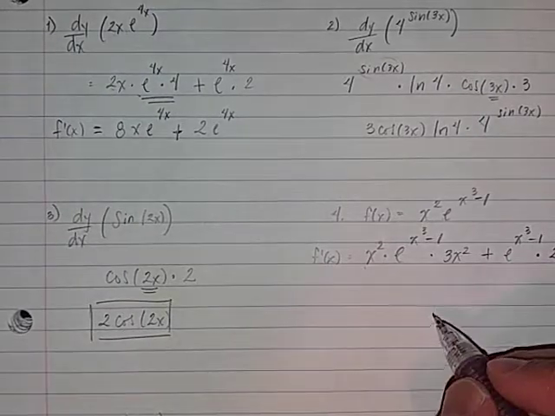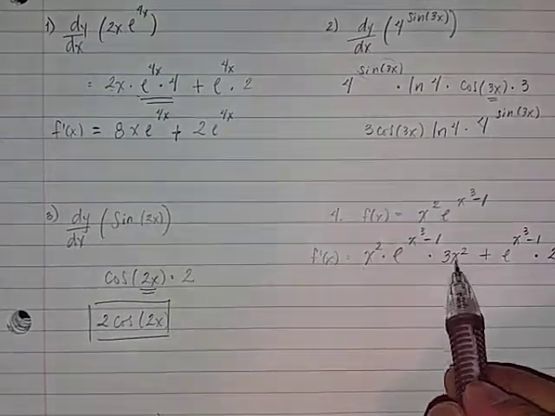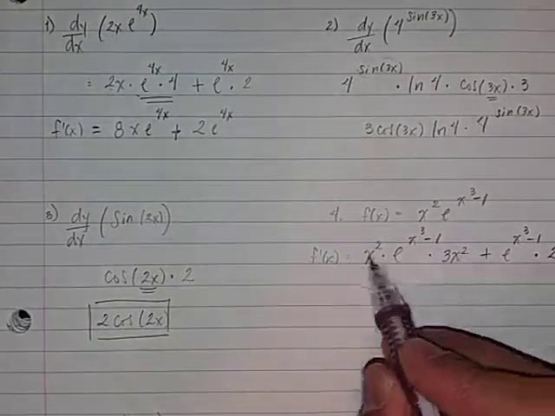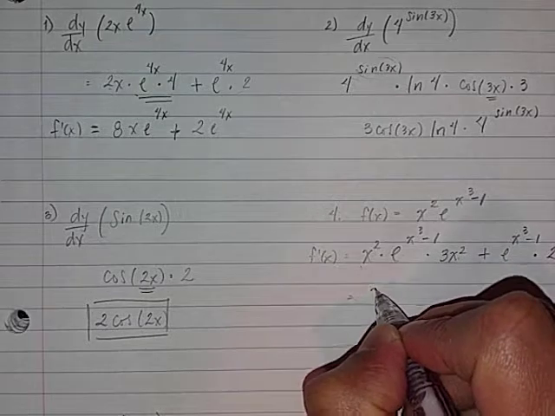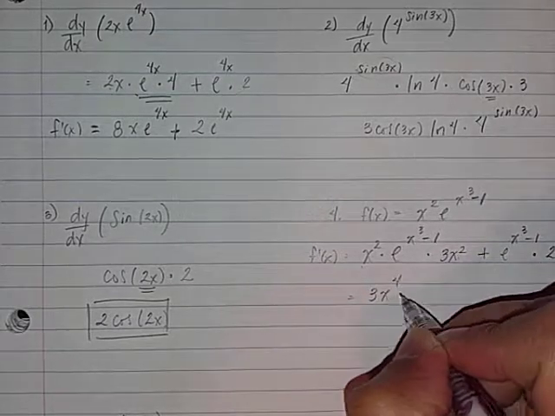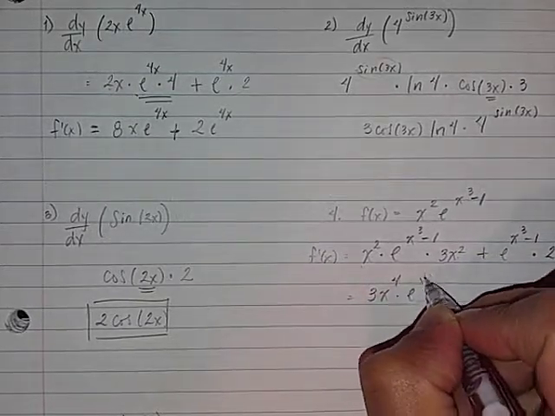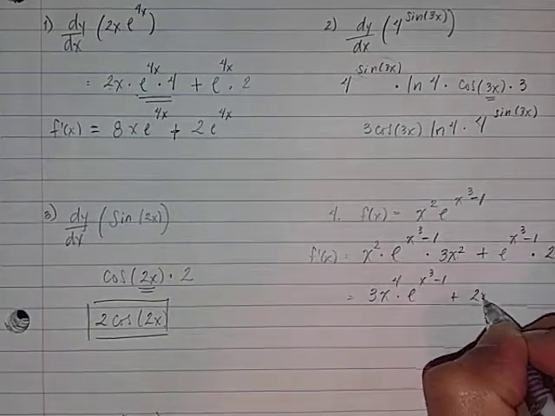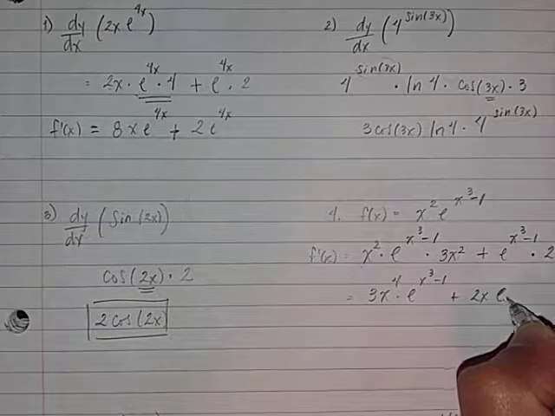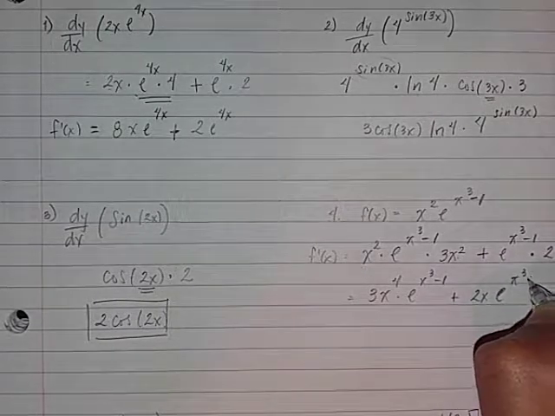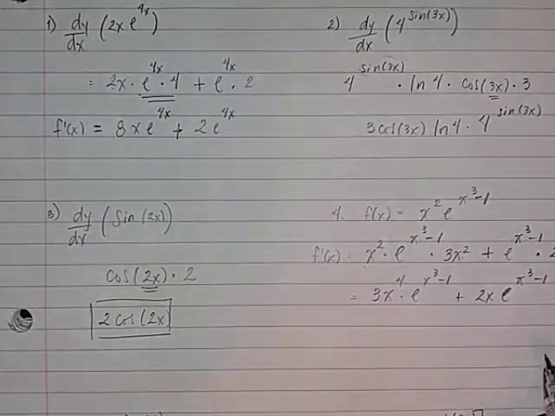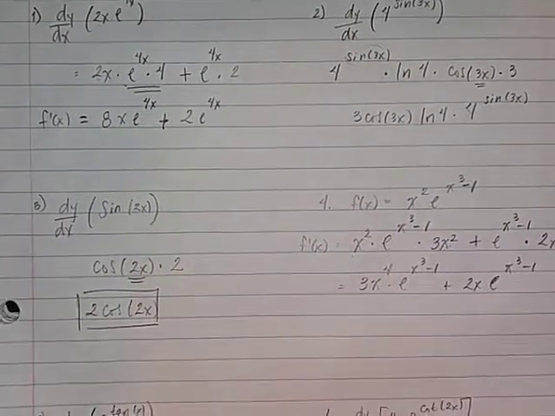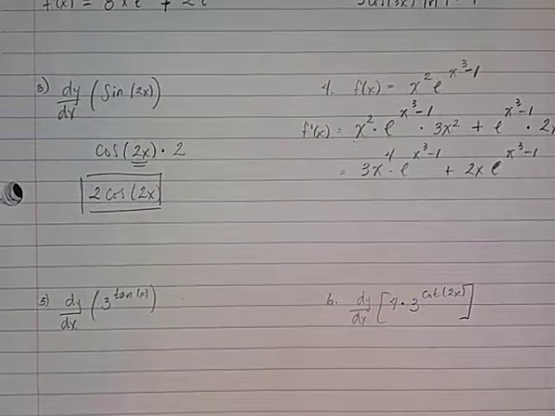And let's just go ahead and clean it up now. Can I multiply the x squared and the x squared here? Yeah, you can. Same base, so we're going to add exponents. So this would actually be 3x to the 4th times e to the x cubed minus 1. And we just want to bring the 2x in the front. That would be 2x times e to the x cubed minus 1. Okay. So not too bad, not too bad. All right, let's keep going.